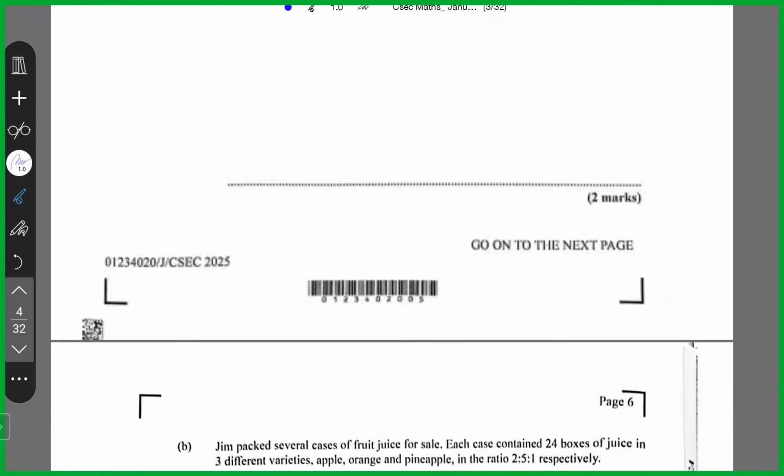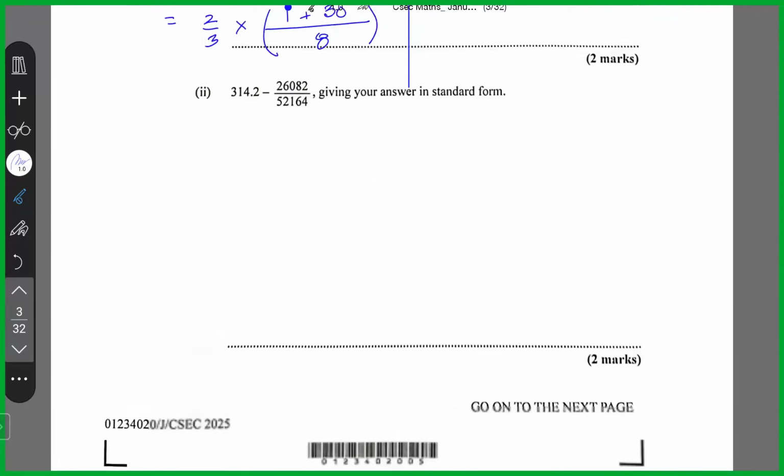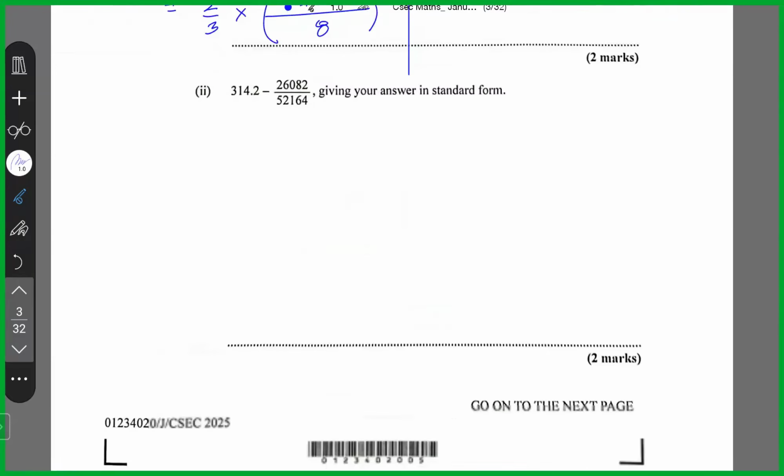Part II says 314.2 minus 26,082 divided by 52,164, giving your answer in standard form. All right, remember in this section, you're told that you could use your calculator or otherwise. All right, I'm going to do the otherwise. Well, I'll use my calculator, but not to do it in just one go.